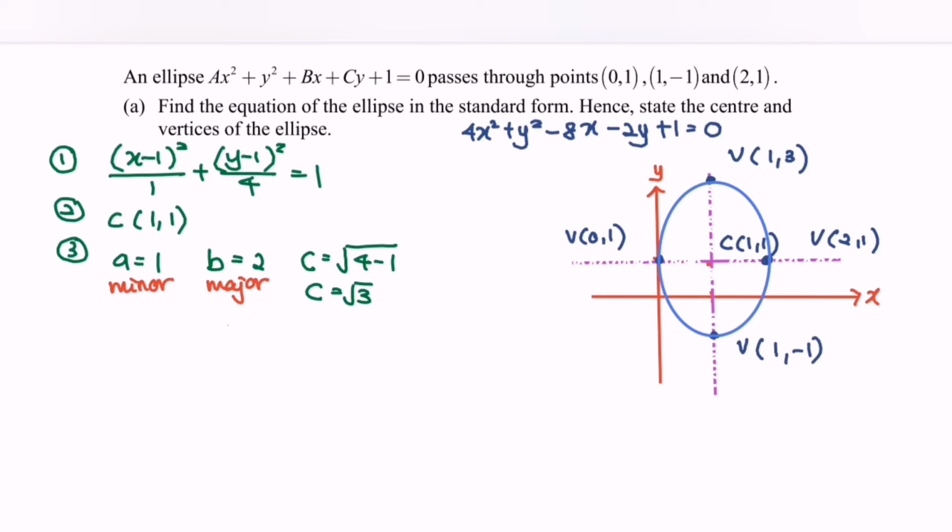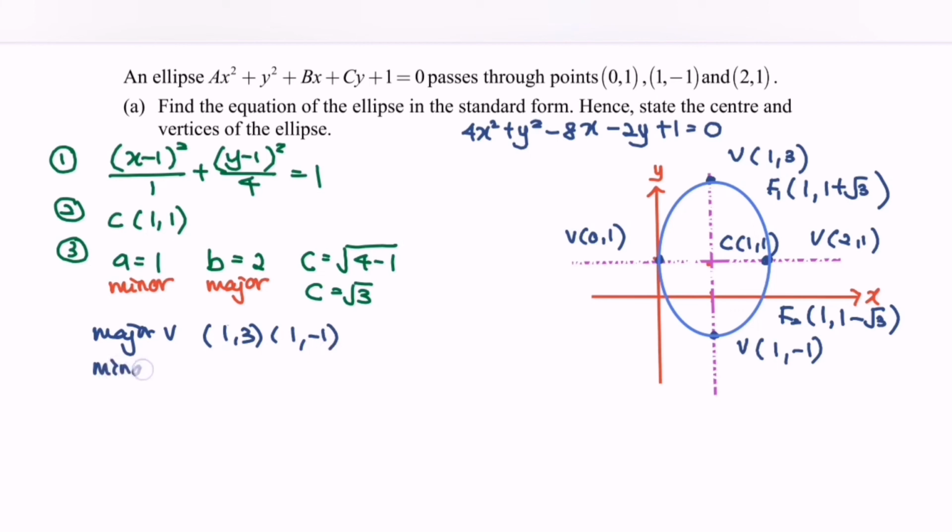Next is to find the foci. So here we have the foci. So we have to move upward for square root of 3 units. So meaning that we have (1, 1 plus square root of 3). Another focus would be (1, 1 minus square root of 3). So kindly list out the results. So here we have the center and then the major vertices, which are (1, 3) and (1, negative 1). The minor vertices, where we have (0, 1), then we have (2, 1). Foci, we have (1, 1 plus square root of 3), (1, 1 minus square root of 3).